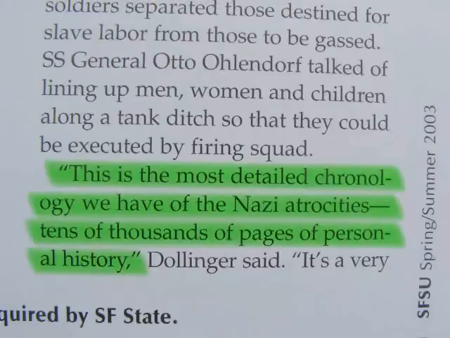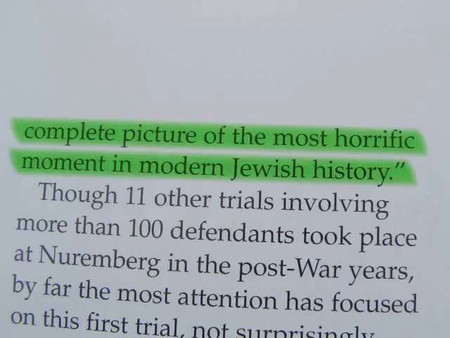This is the most detailed chronology we have of the Nazi atrocities, tens of thousands of pages of personal history. It's a very complete picture of the most horrific moment in modern Jewish history.